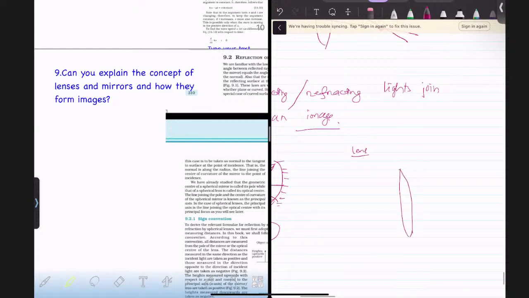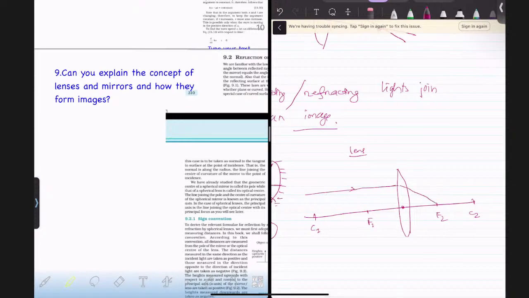If this is a convex lens, if this is its focus, these are two foci, and this is the center of aperture. If light is moving parallel to its axis, it will refract and move through the focus. When light is moving through the focus, it will move parallel. And when light is moving through the center O, it will go directly, it will not deviate, it will go the same way.